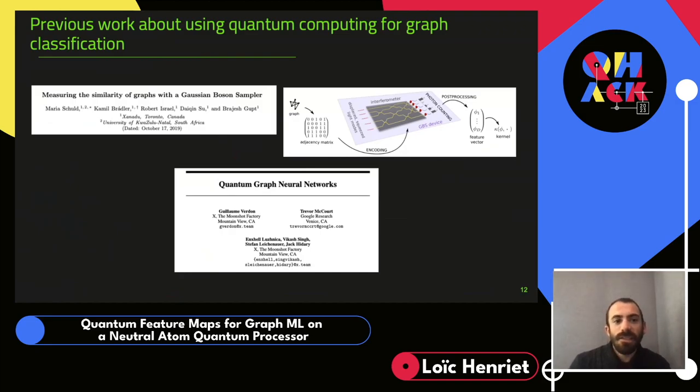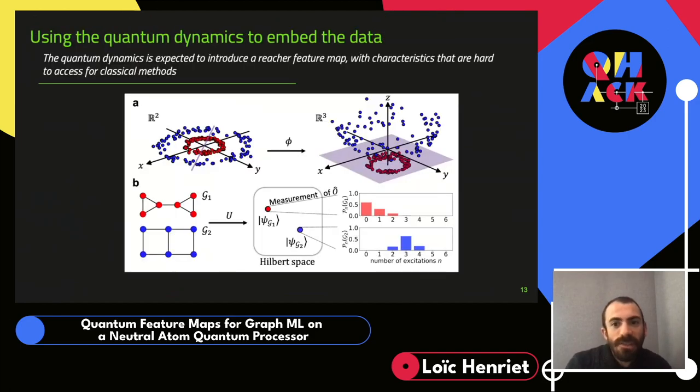And our work shares some similarities with these studies. The idea is to use the quantum dynamics to embed data into a feature space, which is useful for learning tasks. So in more detail, let's illustrate this idea with a simple example of data points living in 2D. Given a set of training data, the objective on this particular example is to find a linear separator between the two classes, red and blue. As you can see, the data is not separable in the original space to start with.